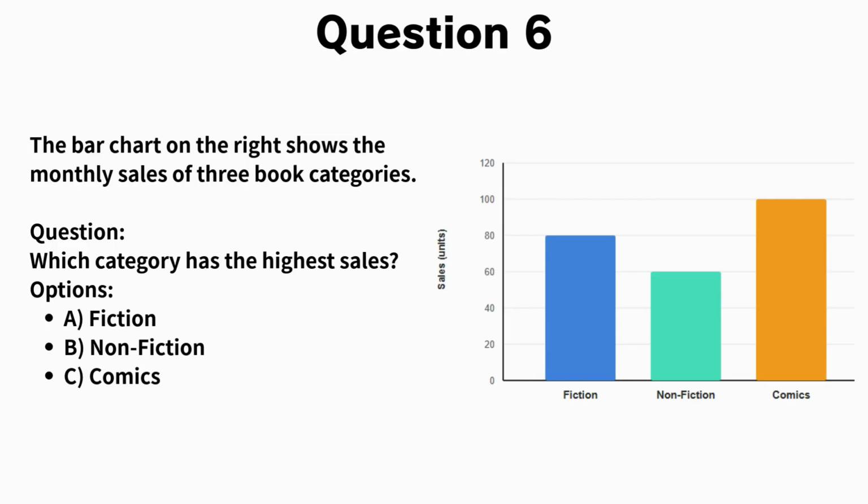Question 6. The bar chart shows the monthly sales of 3 book categories. Which category has the highest sales?